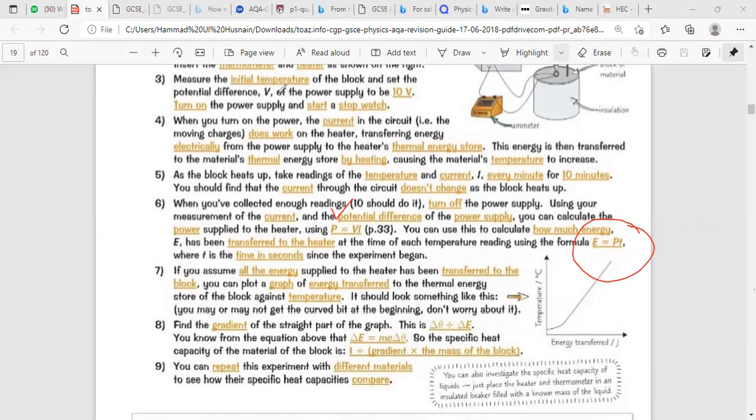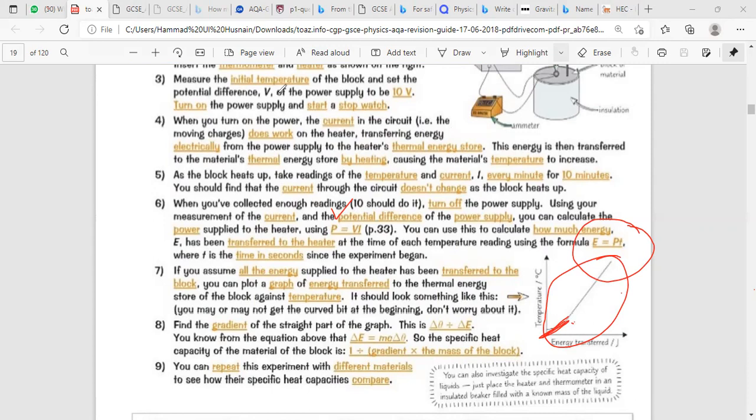Now if you assume all the energy supplied to the heater has been transferred to the block, you can plot a graph of energy transferred to the thermal store of the block against temperature. It should look something like this. The graph between the change in temperature and the energy transfer should be like this. Why is it like this? You may or may not get the curved bit at the beginning. Don't worry about it. It is saying that you might get a straight line like this as well, that we are providing the energy and it is raising the temperature of the body linearly.